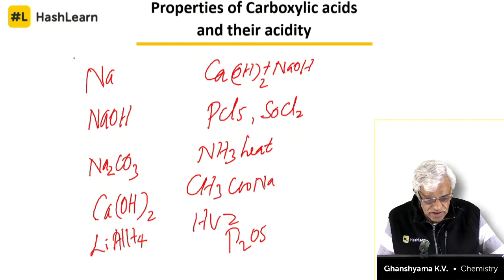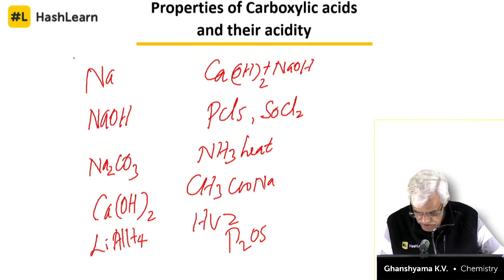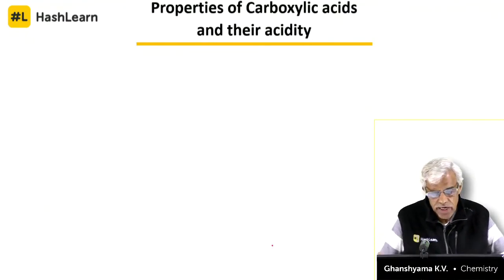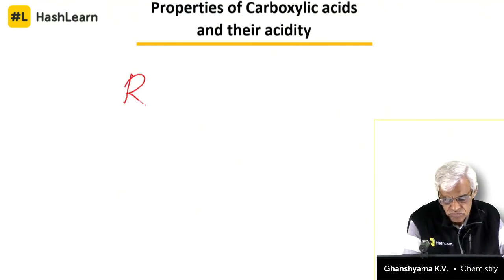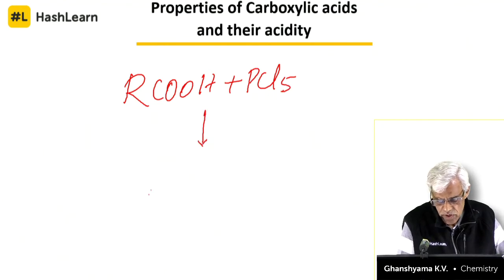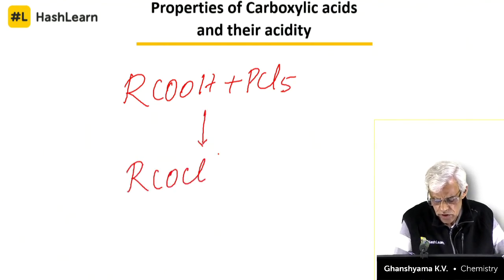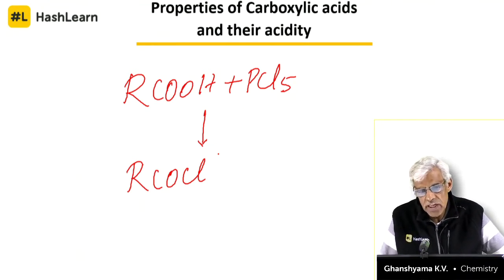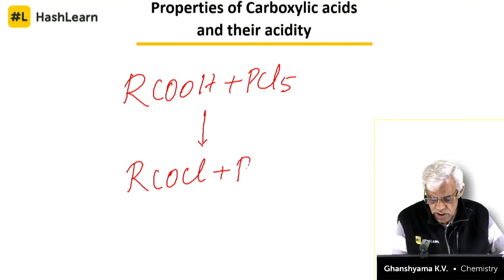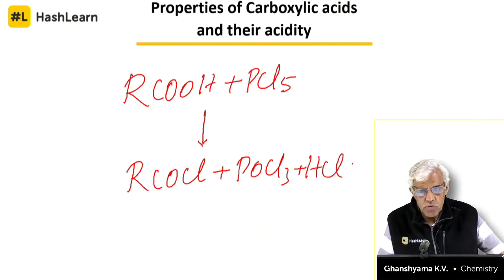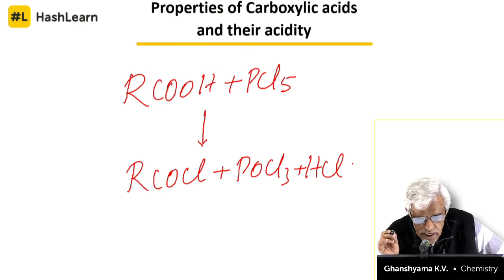Right. The next reaction which I am going to give you is reaction with PCl5 or SOCl2. RCOOH plus PCl5 will give rise to RCOCl. You already know PCl5 and thionyl chloride replace the OH group by Cl. So, you get RCOCl plus POCl3 plus HCl.